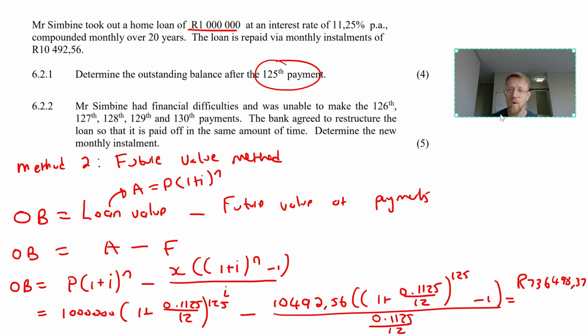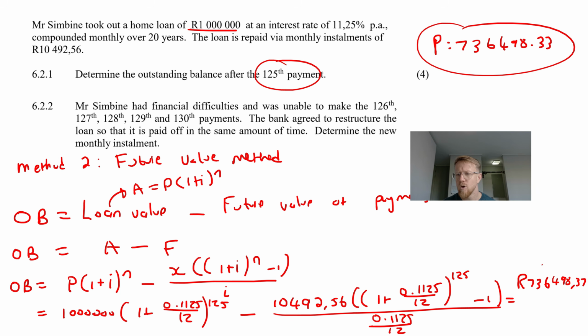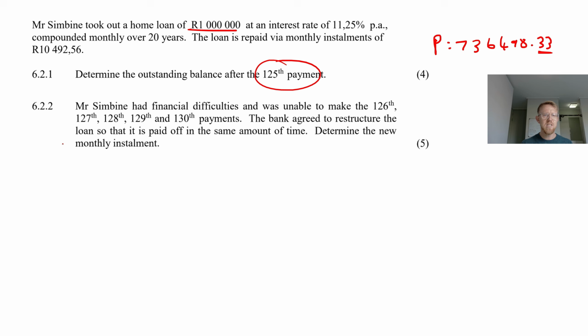736,498.37. Whereas when we used the present value method, we got 736,498.33. So I've told you guys this many times. The two different methods always give very similar answers, but the cents are normally a little bit off with the two of them. Okay, so in an exam, you don't need to use both methods. You need to just know how to use one of them. So you don't have to show both methods in an exam. Okay, so moving on to the next one now.